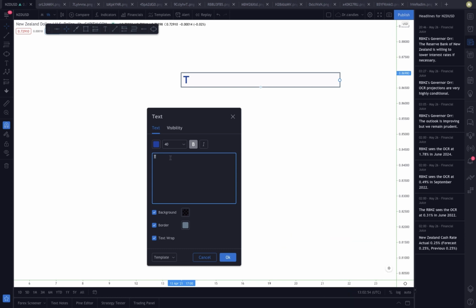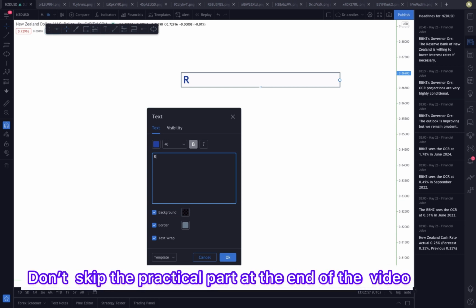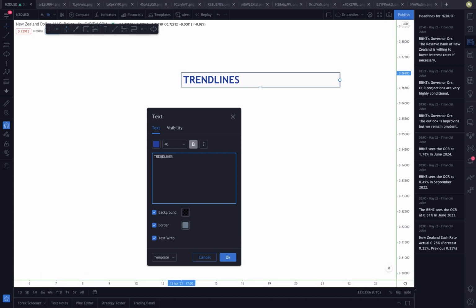So trend lines by Dr. Candles. I hope that is okay. Good. So we are going to be treating trend lines today.